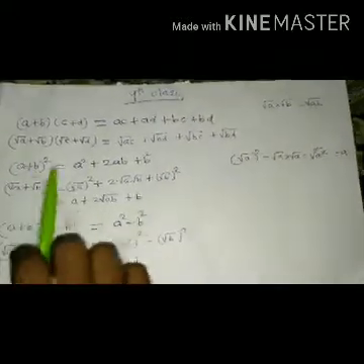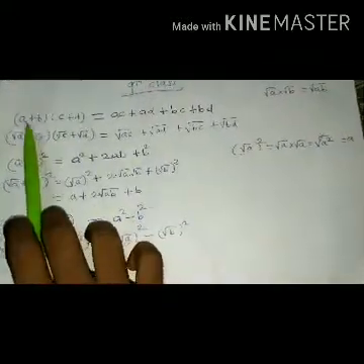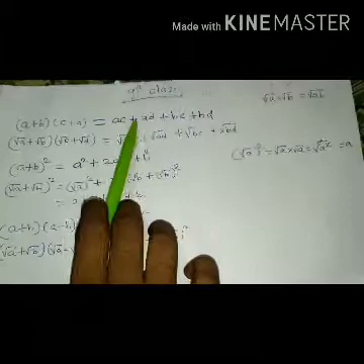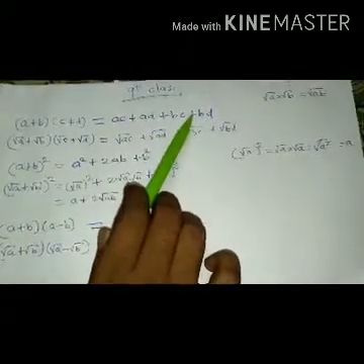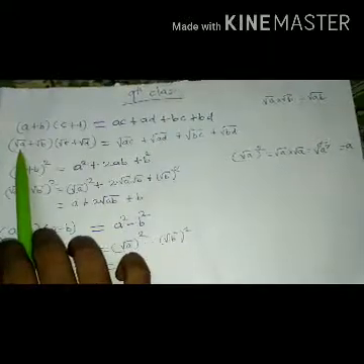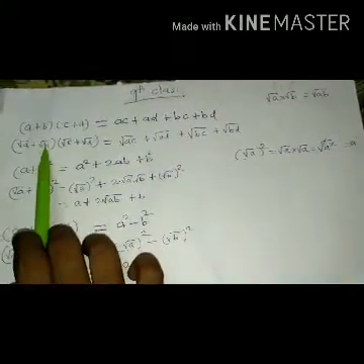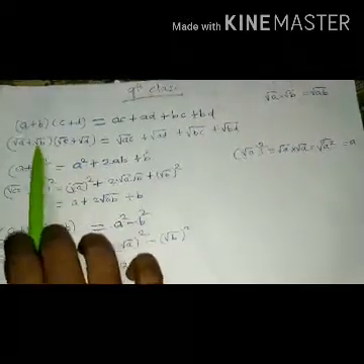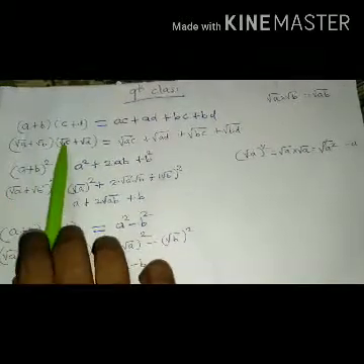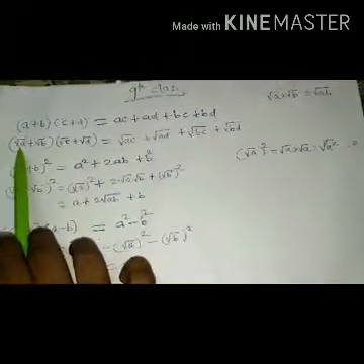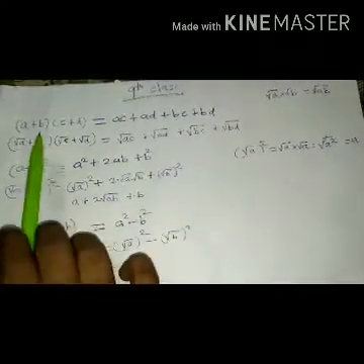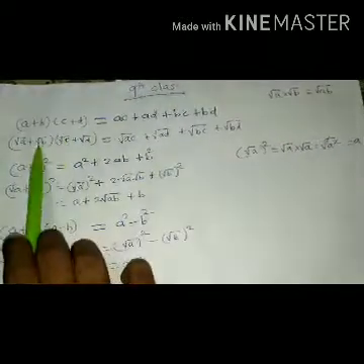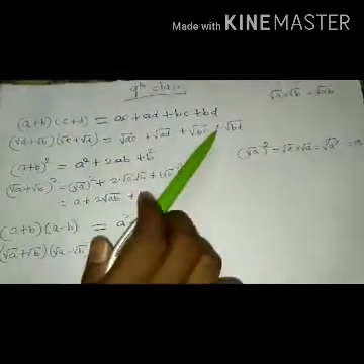learn about the identities. In algebra we have already learned the identity a plus b into c plus d, which is equal to ac plus ad plus bc plus bd, and we apply it for irrational numbers. So it means root a plus root b into root c plus root d. When we multiply these two, we get root a into root c, it means root ac, and multiply root a with root d, we get root ad, and next multiply these two, we get root bc, and the product of root b and root d is root of bd.